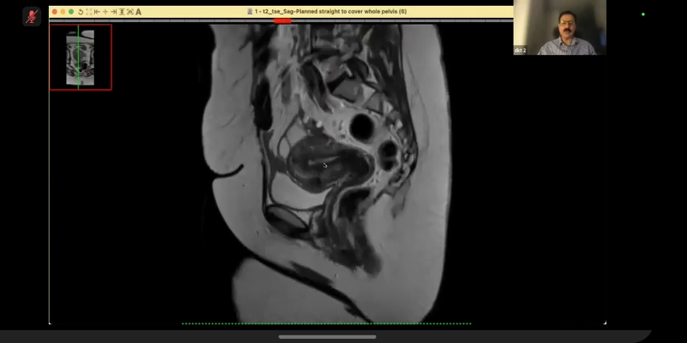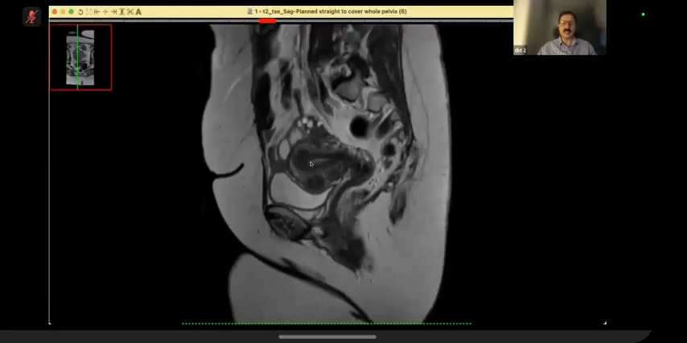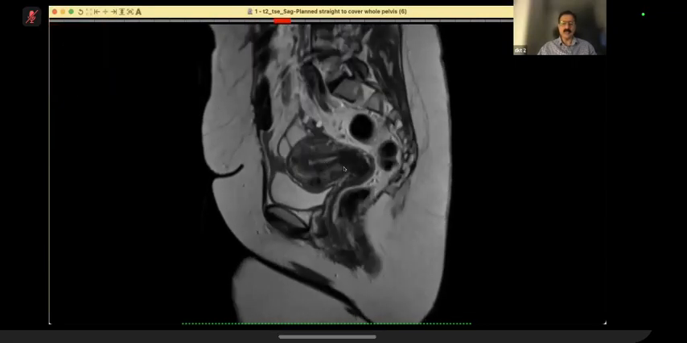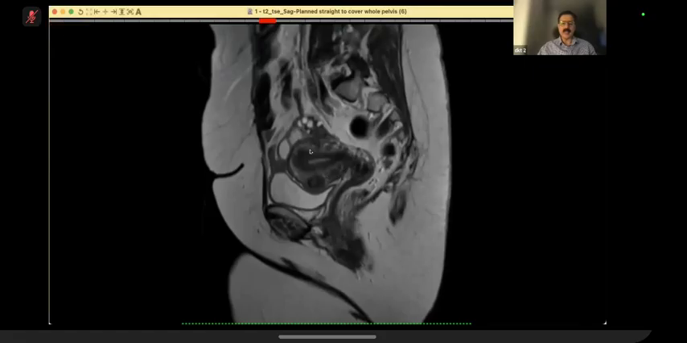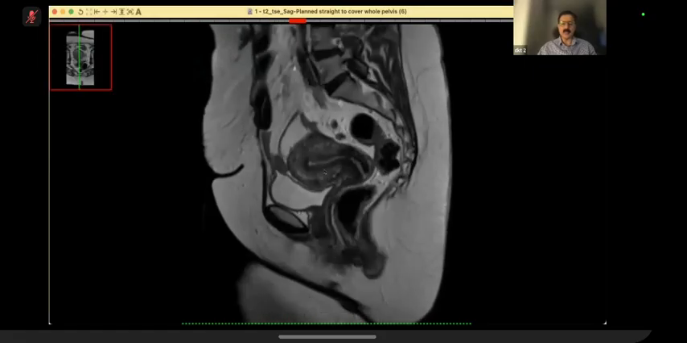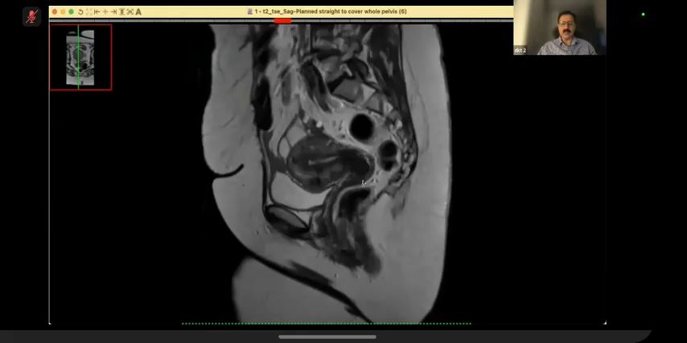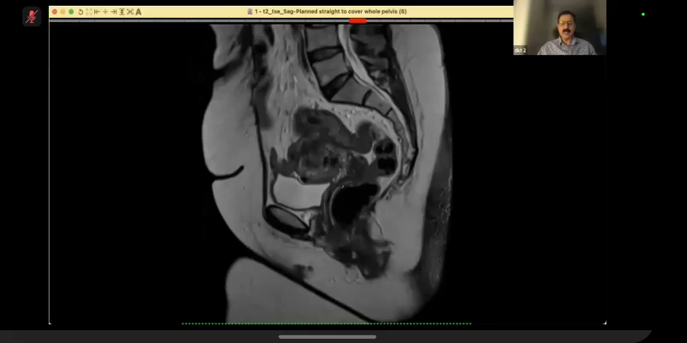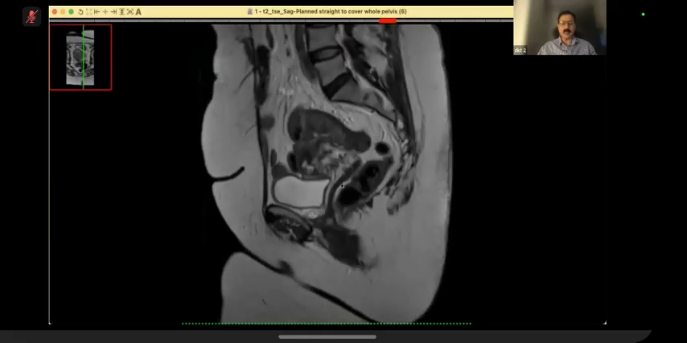And if you go to a T1 weighted sequence, you might get some high signal. So there is no adenomyosis in this scan. And there are multiple fibroids. Simple as that. The endocervical canal is normal, the vagina is normal. But outside, there are too many things which are abnormal.